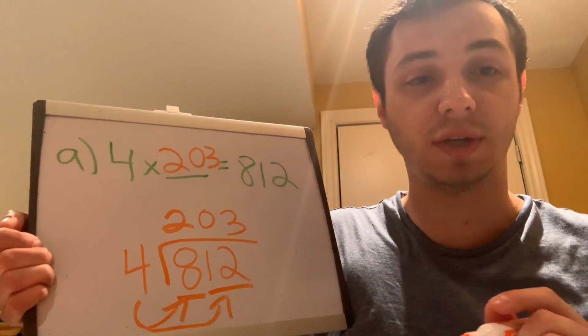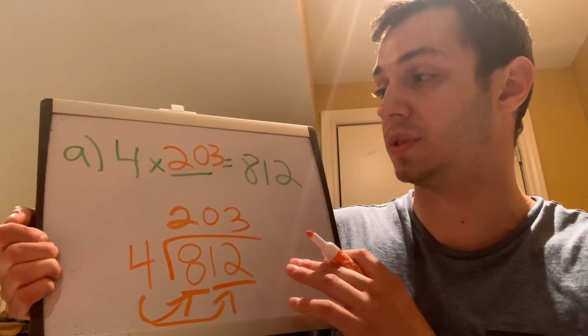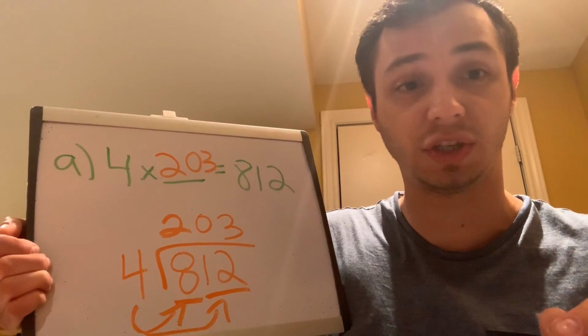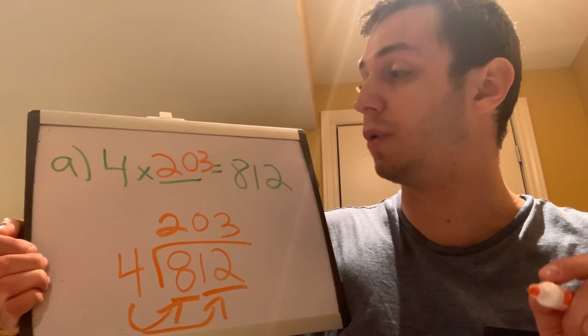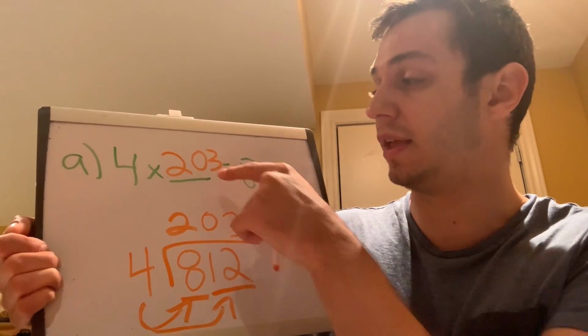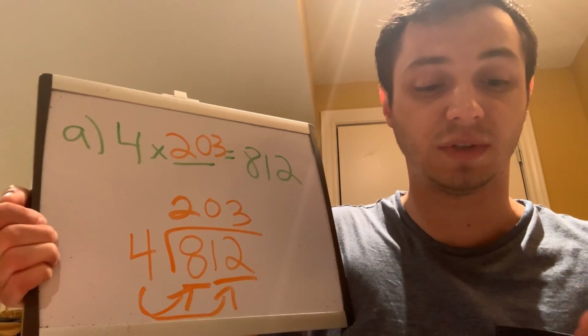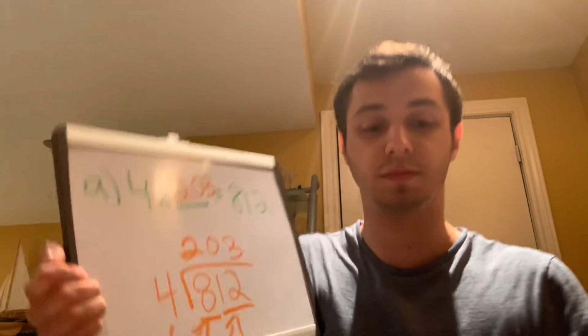So now what I want you guys to do is for parts B and C to follow the same steps. Once again, you have a multiplication problem with a missing number. You're going to first have to change it into a division problem, solve, and then you'll get your missing number. So you can pause the video now, and then I'll see you guys in part 2.